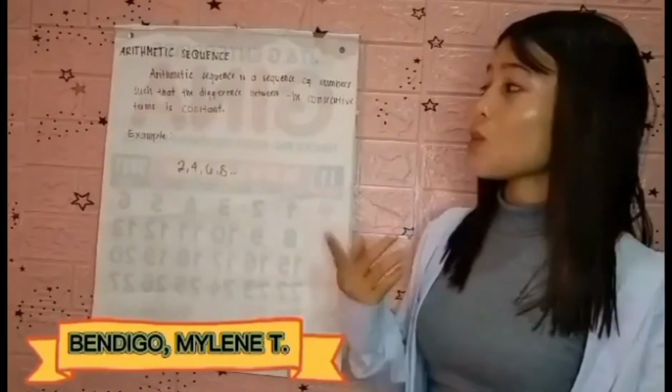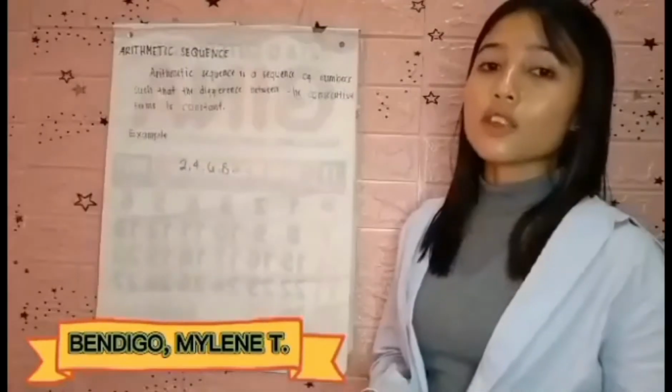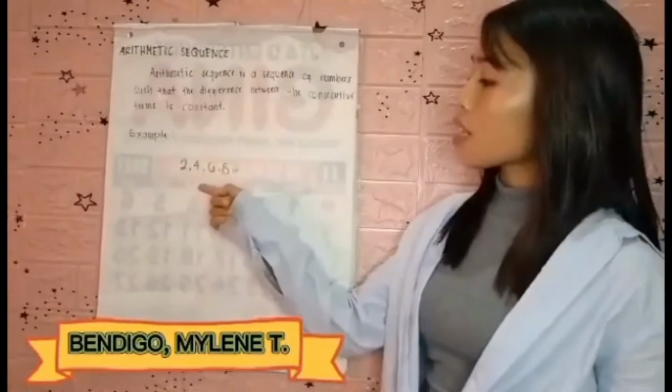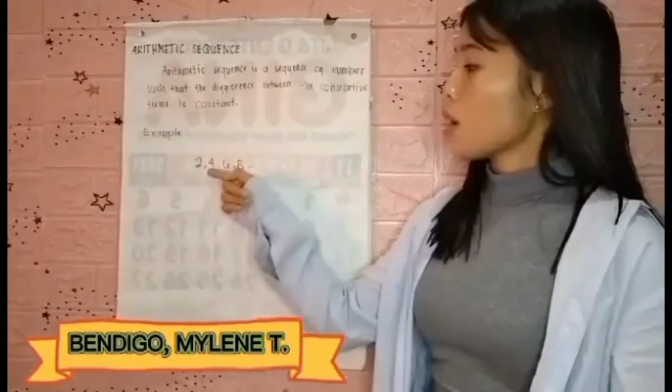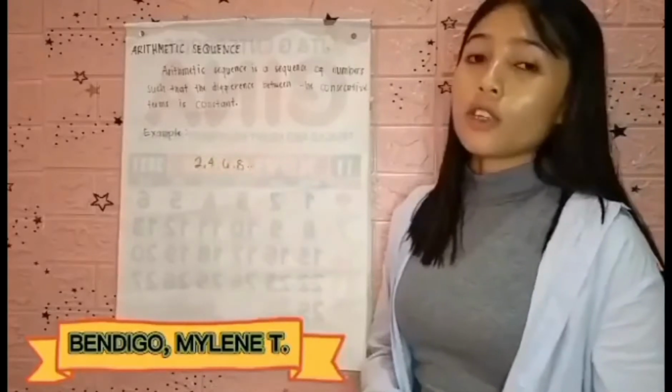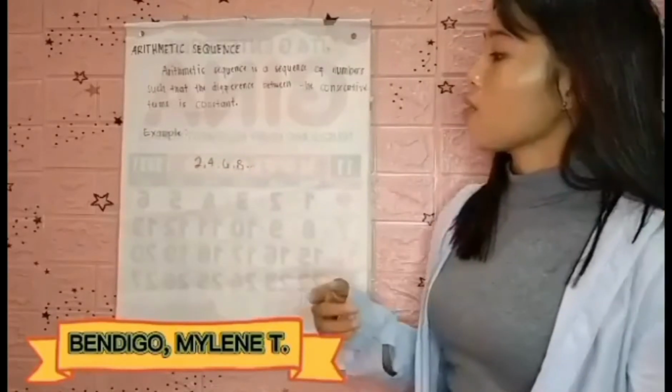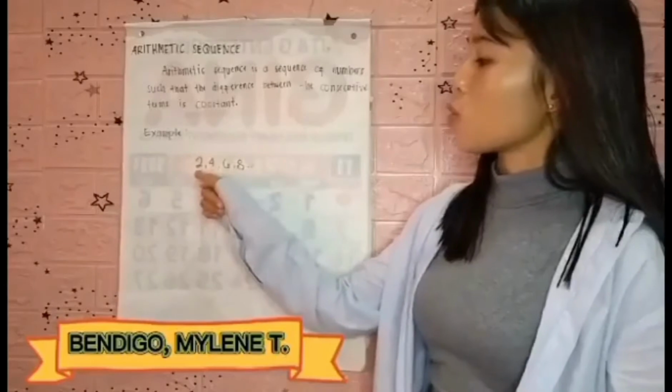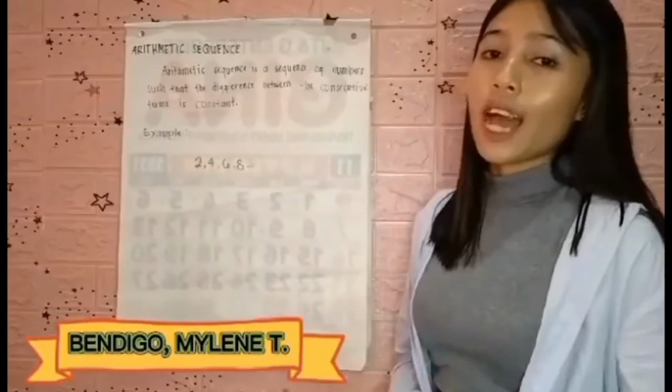So let's try to look at the sequence that we have here. The consecutive terms are 2 and 4, 4 and 6, 6 and 8. Now how do we get the difference of consecutive terms? It goes like this. These 2 and 4 are consecutive. To get the difference, 4 minus 2. Then whatever the result is, that is the difference we are looking for.